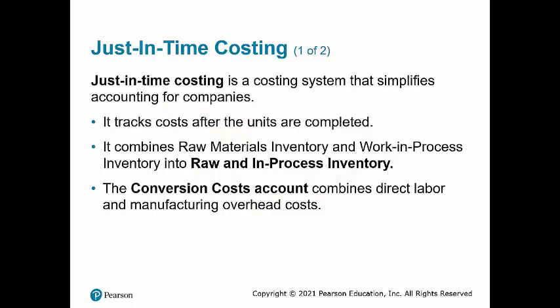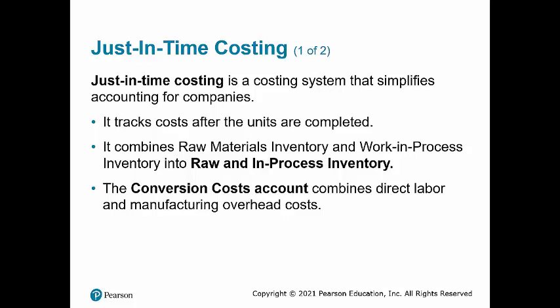Just-in-time costing is a costing system that starts with the output completed and then assigns manufacturing costs to the units sold and to inventories. So the differences between just-in-time and traditional costing are: 1. The journal entries for just-in-time are made when the product is complete. 2. There's no work-in-process inventory. 3. There are only 2 inventory accounts, one called raw and in-process inventory, and then finished goods inventory. 4. There are no separate accounts for direct labor cost and manufacturing overhead.